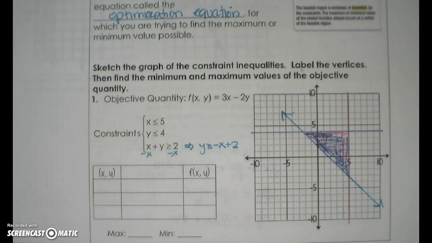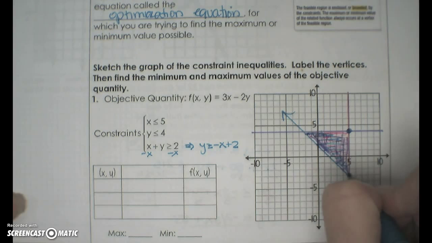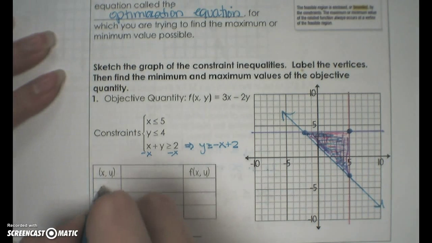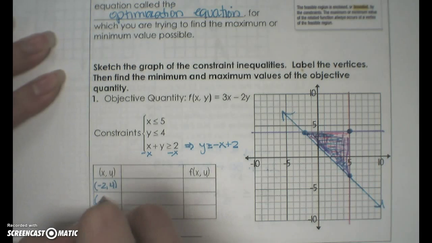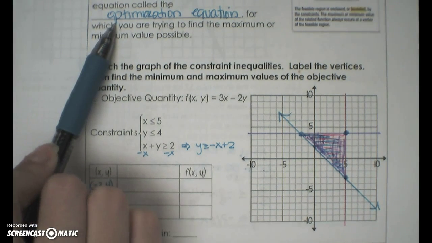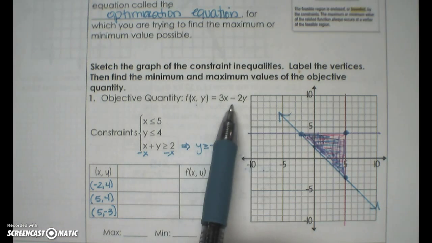Now, what we want are our intersection points, or our vertices here. So we want this one, and this one. All right, so what are those? We're going to put them over here. So those are negative 2, 4, 5, 4, and 5, negative 3. So what we're going to do is now plug those values in to what's called the optimization equation. And what is that? Well, it's up here.